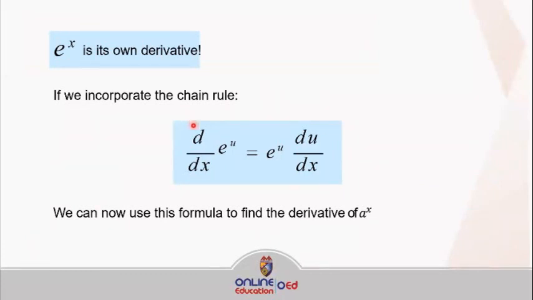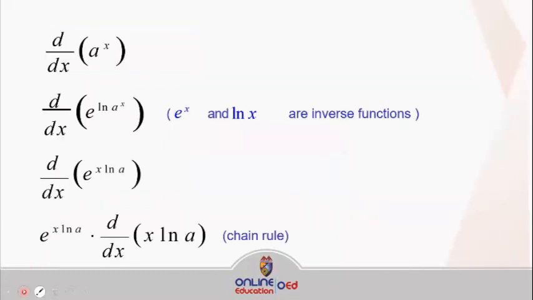So we have here the derivation: d over dx of e raised to u is equal to e raised to u times du over dx. So yun nga yung equivalent na sinabi natin. Wherein we can use this formula to find the derivative of a raised to x. So sa next natin na yan. We have yung formula as d over dx of a raised to x, which is d over dx of e raised to ln a raised to x, wherein e raised to x and ln x are inverse function naman siya.